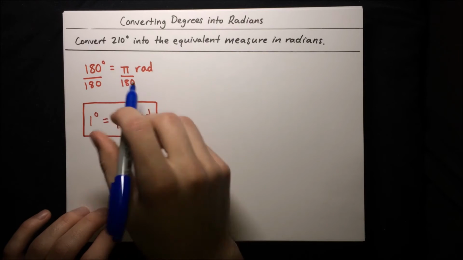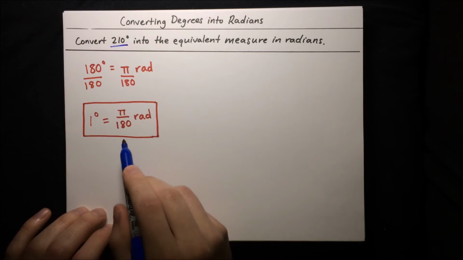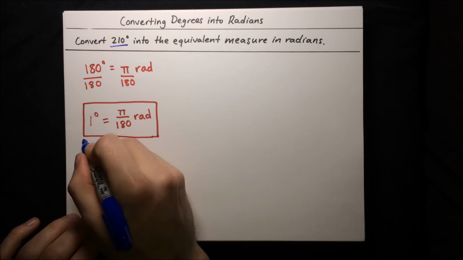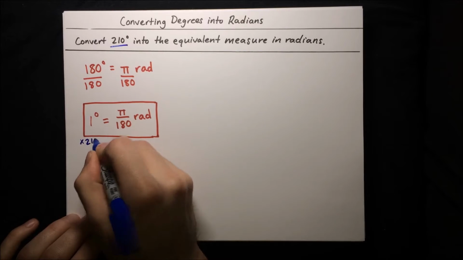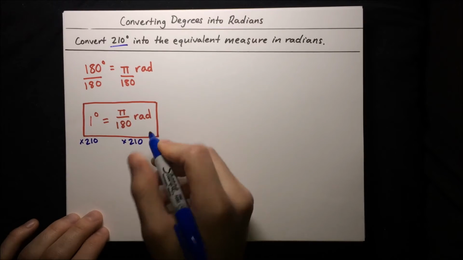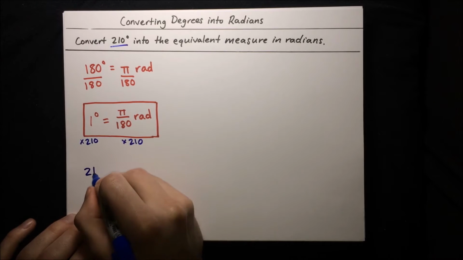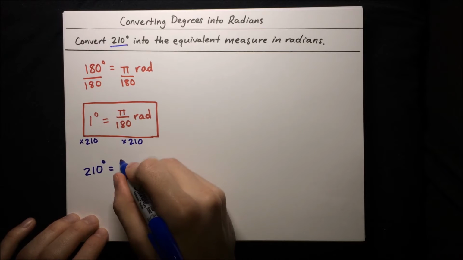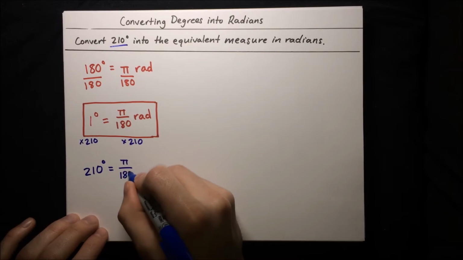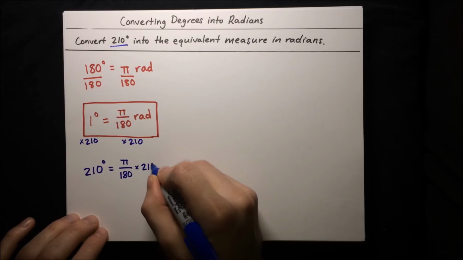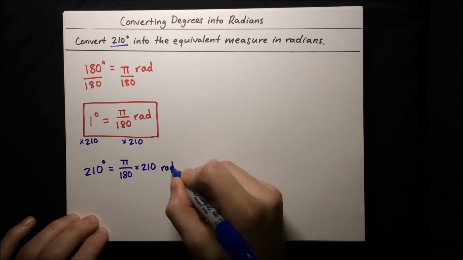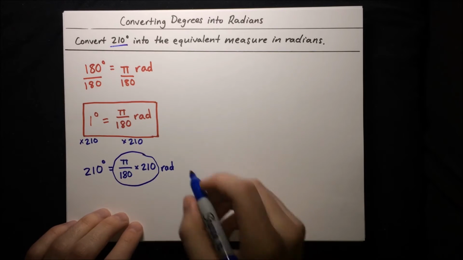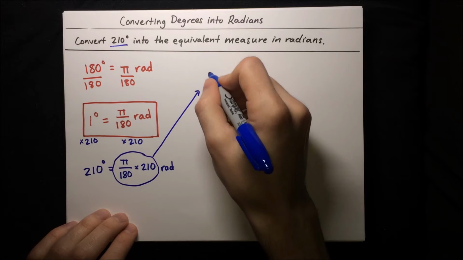So if we've got 210 of those degrees, how much is that in radians? Well, we can just think about multiplying both sides of this equation by 210. So times 210, times 210. And then on the left-hand side, we've got 210 degrees. And on the right-hand side, let's just write this for now as pi over 180 times 210 in radians. So now it just remains to simplify this fraction multiplication. So let's go ahead and simplify that over here.